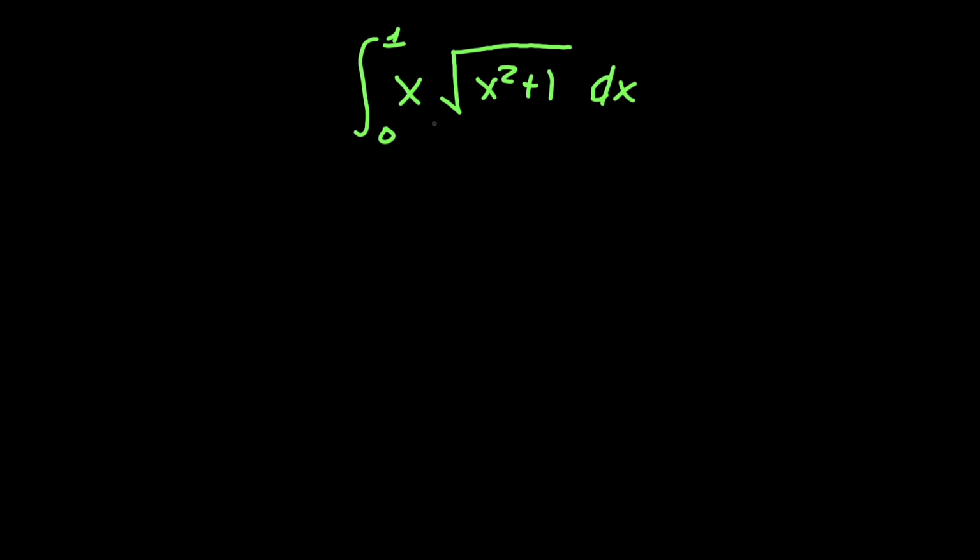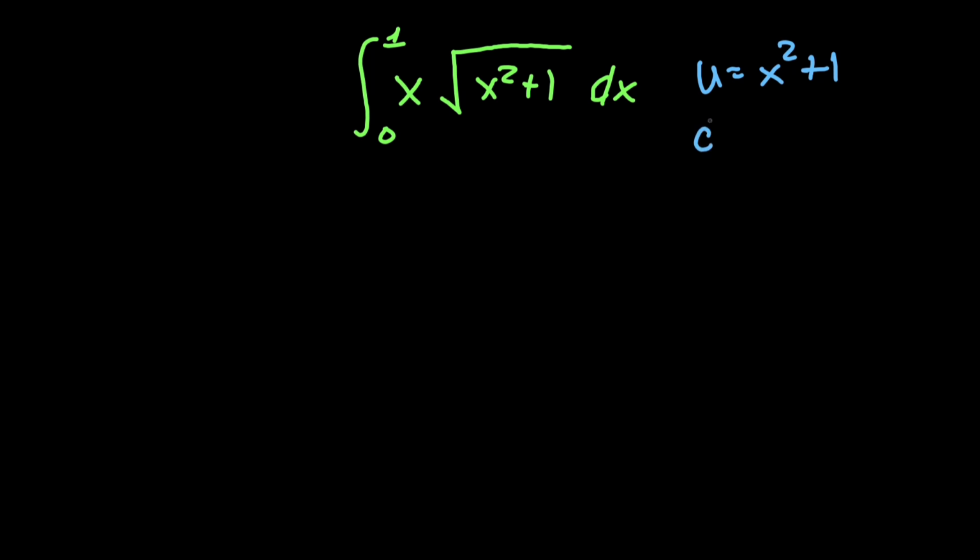For the last problem, the integral of x multiplied by the square root of x squared plus 1 from 1 to 0. So for this case, we absolutely need to use a u substitution because we are dealing with a square root here in order for a simpler calculation. So what we want to do here is to substitute this as u. So let u here be x squared plus 1.